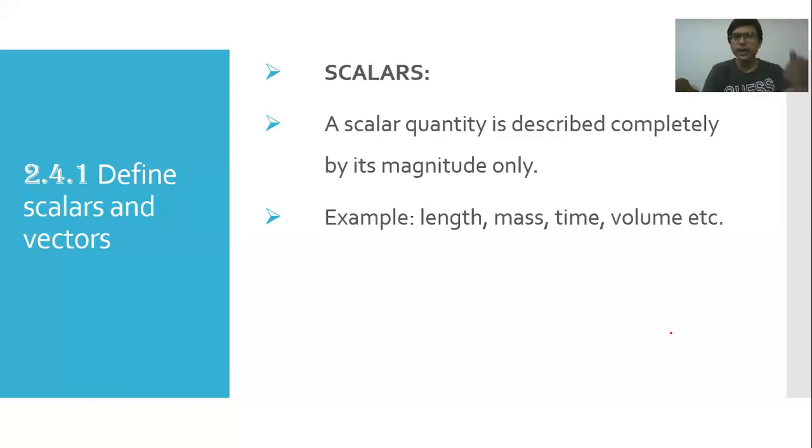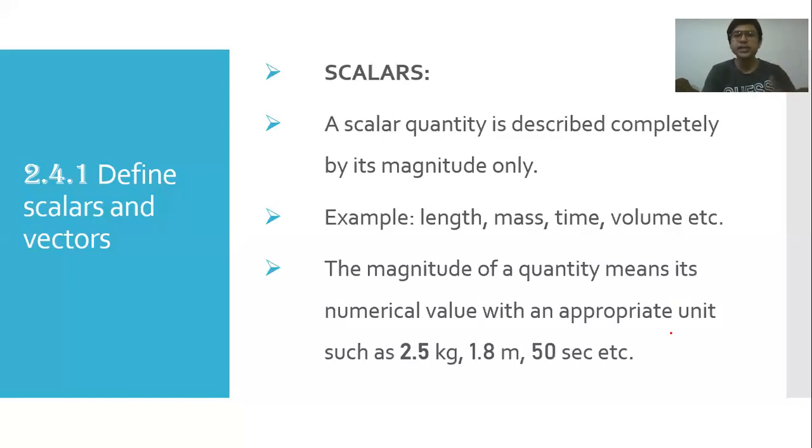Now, the magnitude of a quantity means its numerical value with an appropriate unit, such as 25 kg, 1.8 meters, and 50 seconds. As I've told you earlier, what does magnitude mean? It is a numerical value with an appropriate unit. For example, if I talk about 2.5 kg, we are talking about mass. 1.8 meters, we're talking about length. 50 seconds, we're talking about time.